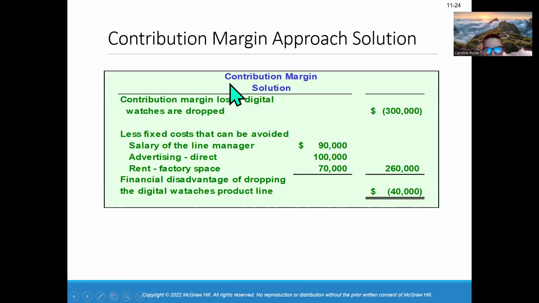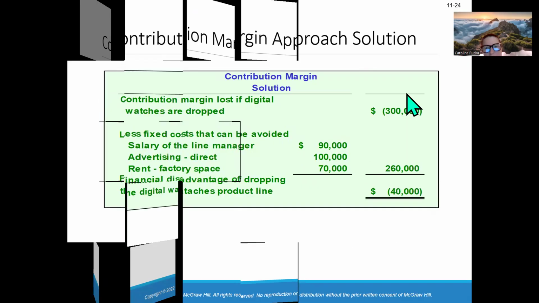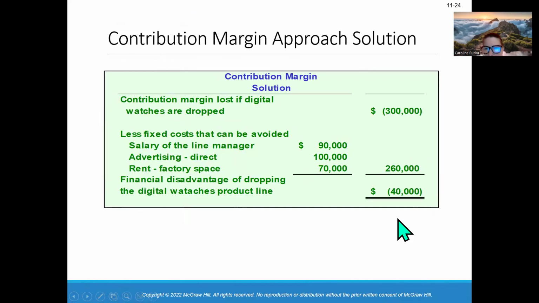If we got rid of this line, we would lose $300,000 in contribution margin. The fixed costs that would be avoided are only $260,000, right? So we would be losing an additional $40,000. Up to this point, we've been operating at a $100,000 loss. We'd be operating at a $140,000 loss if we got rid of the digital watches. So here we just did the differential analysis. We took the parts that we can change and subtracted them from one another.